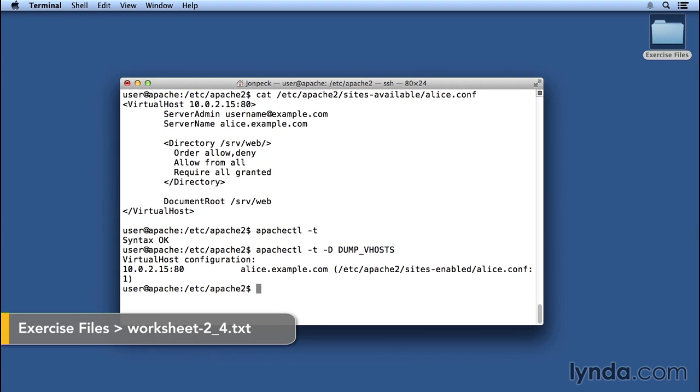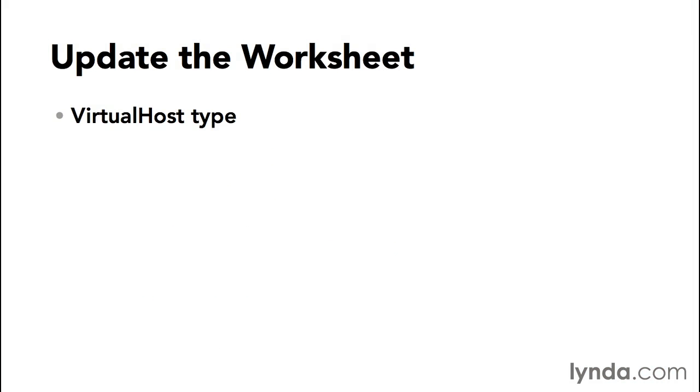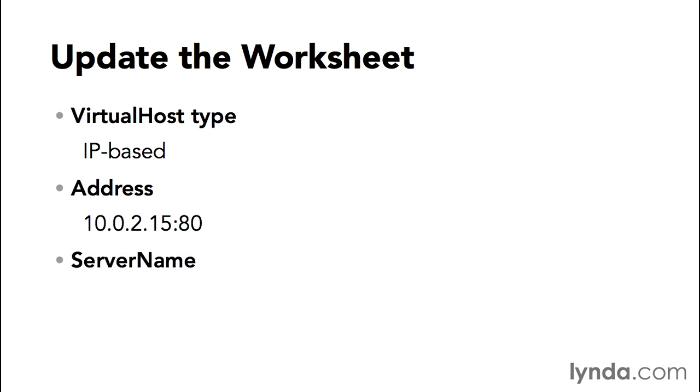Let's update the worksheet with our new information. There are two primary types of virtual hosts, name-based and IP-based. Alice is clearly IP-based. The address for the virtual host is 10.0.2.15 on port 80, the default HTTP port. Finally, the server name for the virtual host is alice.example.com. This is good to know, especially if there will be any redirects.